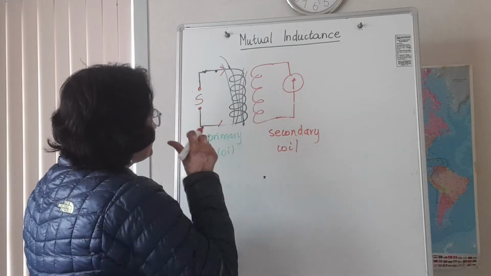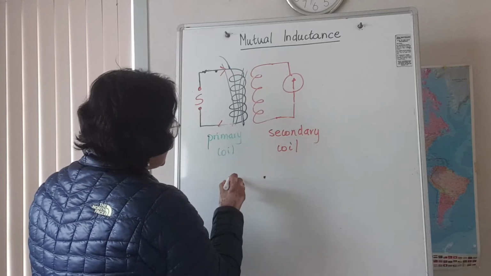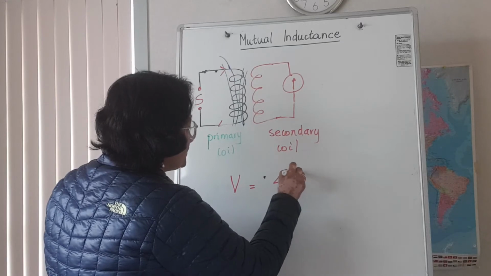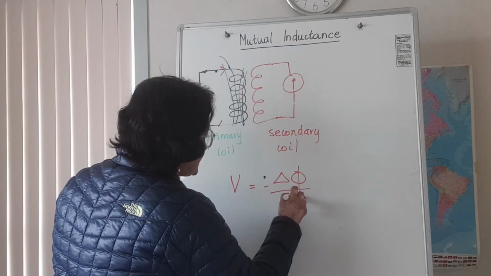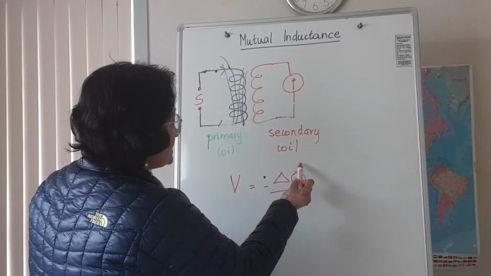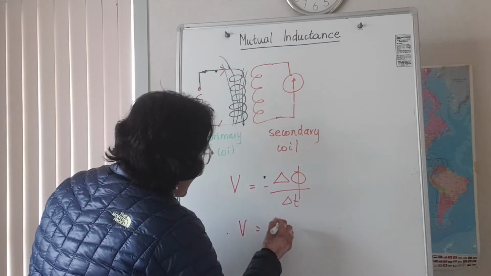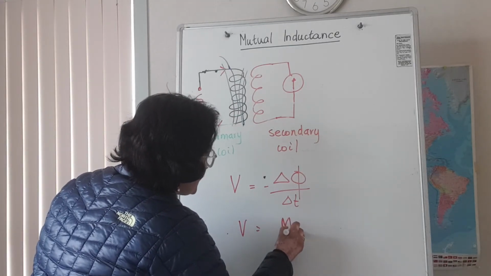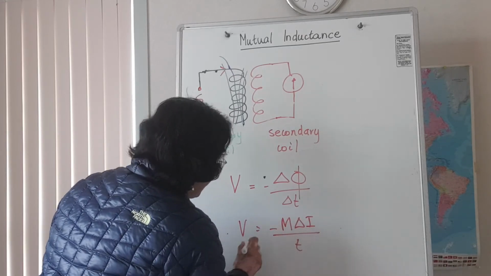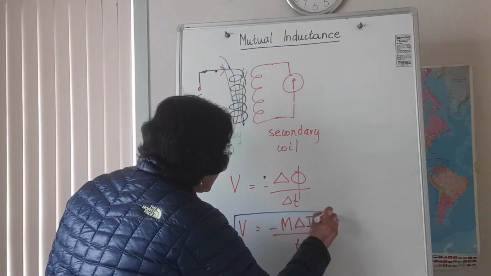So in order to induce a voltage, you need a change in current and therefore a change in flux, and the size of this induced voltage is given by the rate of change of flux, as we learned earlier. But we just learned, I've rubbed the board, that the flux for this setup actually depends on mutual inductance times the change in current over time. So that's the formula that's associated with mutual inductance.